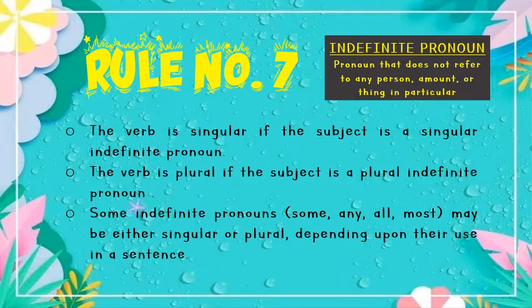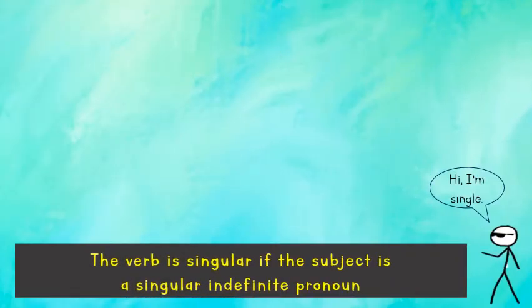Dah makin pening ni. Tadi rule 6 dah pening. Rule 7 lagi lah pening. Macam mana ni? Okay, it's okay. Konsep dia, okay, kalau awak tengok, konsep is still the same as rule 1. Singular subject, singular verb. Plural subject, plural verb. Cuma ada sedikit je perubahan. The verb is singular if the subject is singular indefinite pronoun.